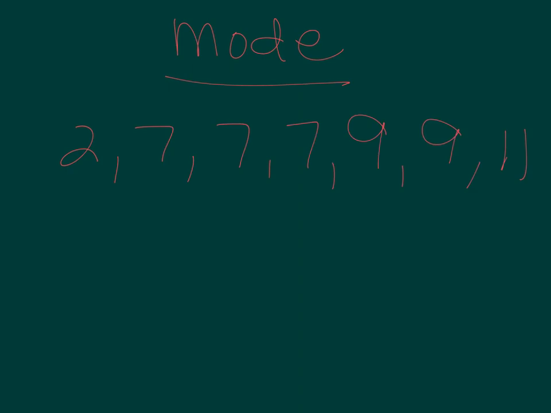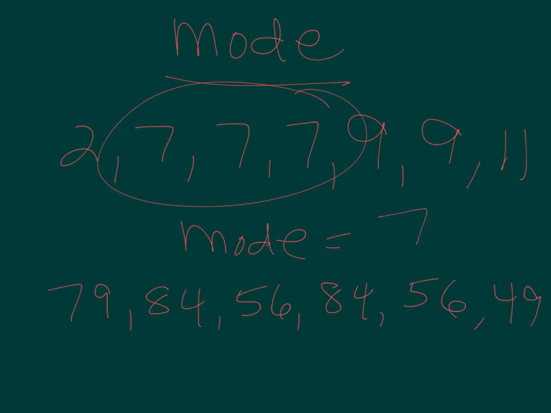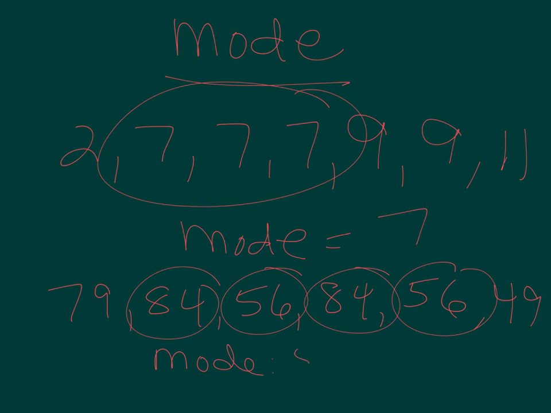Now the mode is the number that occurs most often. So in this set of data here, we have 2, 7, 7, 7, 9, 9, 11. The number that occurs most often is 7. So the mode would be 7. In this set of data here, 79, 84, 56, 84, 56, 49, we have 2 modes. 84 occurs twice, and 56 occurs twice as well. So the mode in this case would be 56 and 84.